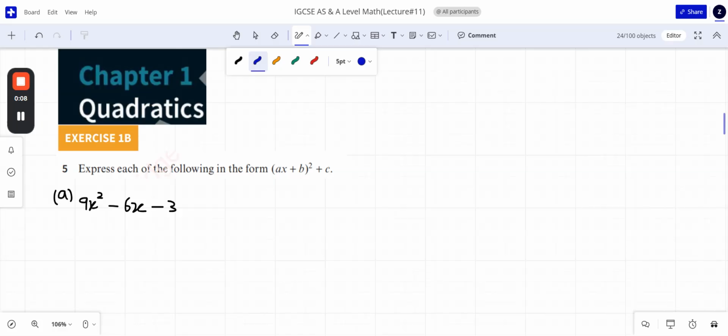Question number 5. Express each of the following in the form (ax + b)² + c. So now it means we have to use the completing square method to make a perfect square. Part A is 9x² − 6x − 3.